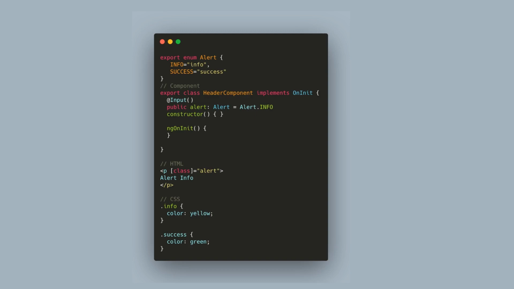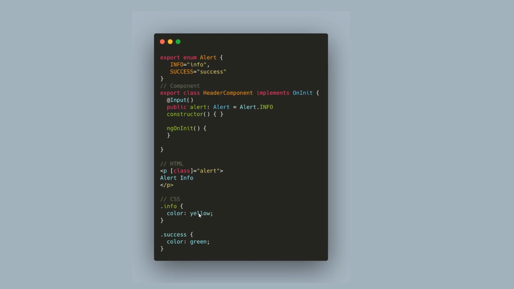One good way is you can use an enum. So in this case, we have an info and success, and we pass it in as an input to the header component when we instantiate it. If it doesn't get passed in, it just defaults to alert.info. And then inside our HTML, we have this class right here, and this binds class to alert. We know alert is passed in, or it defaults to info, and that equals info or success. That means in our CSS, we can just do info, and then we can put all our CSS for info in there.